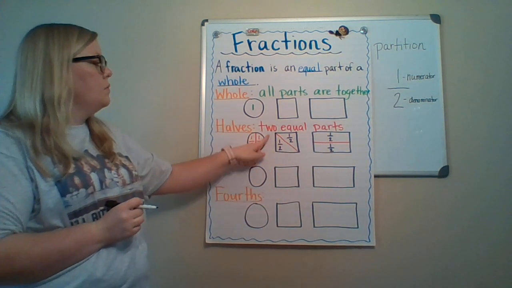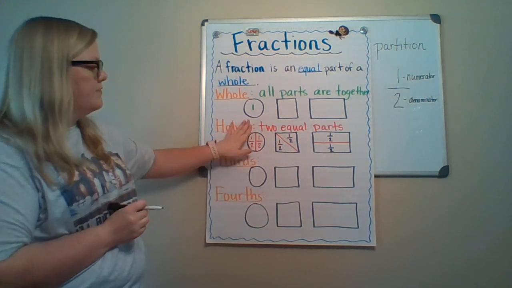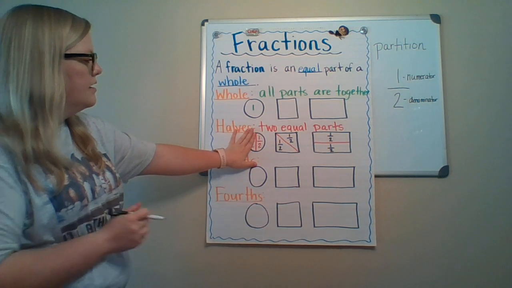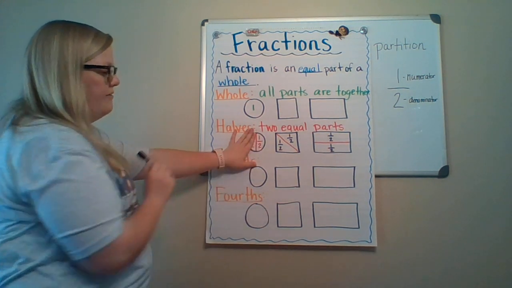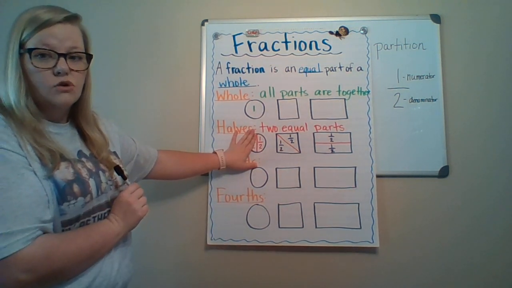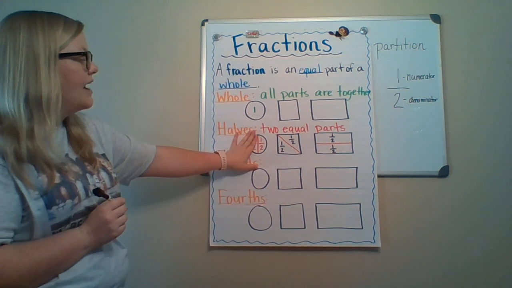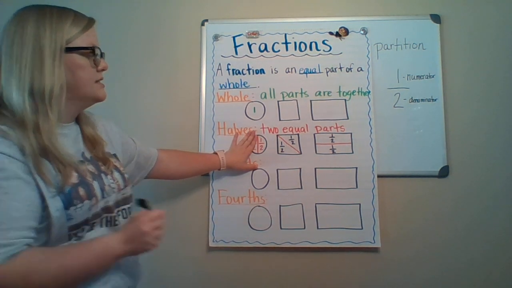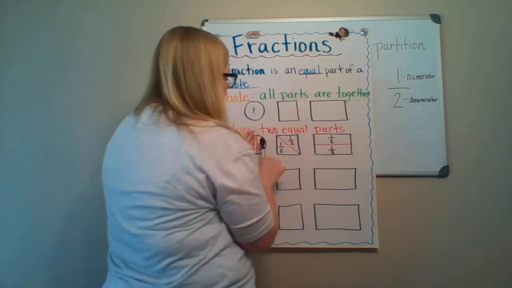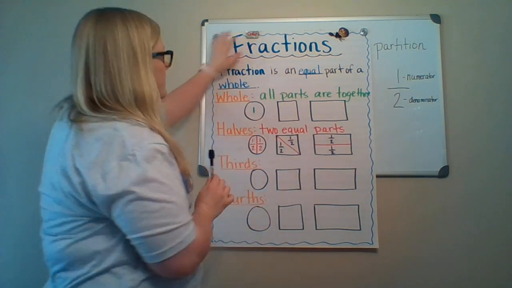So with fractions like this, if we were to cover this up, I would only have 1/2 of the circle. I would only have 1 piece out of 2. 1 out of the 2 pieces. 1 out of 2. All right.